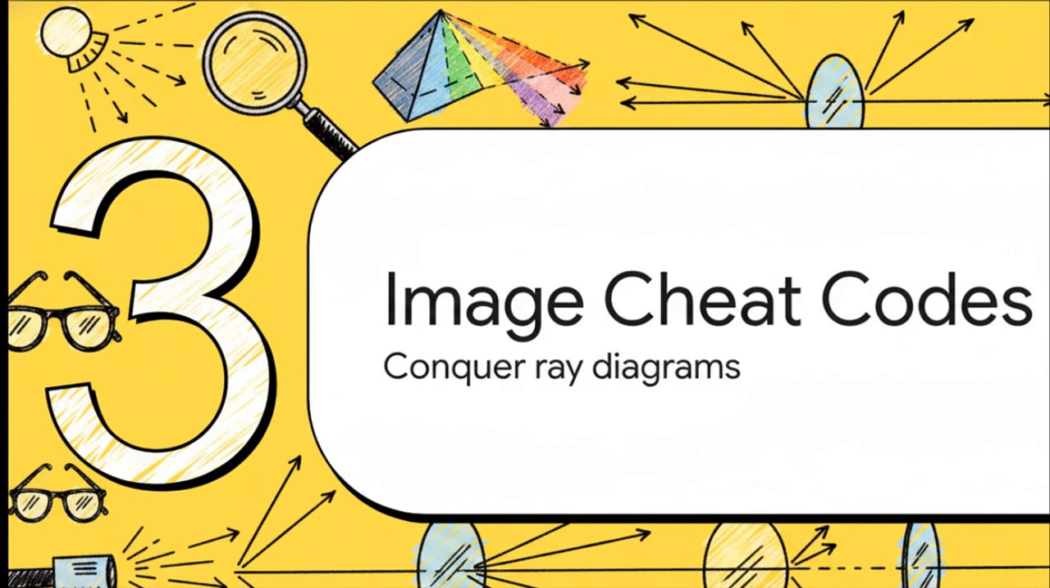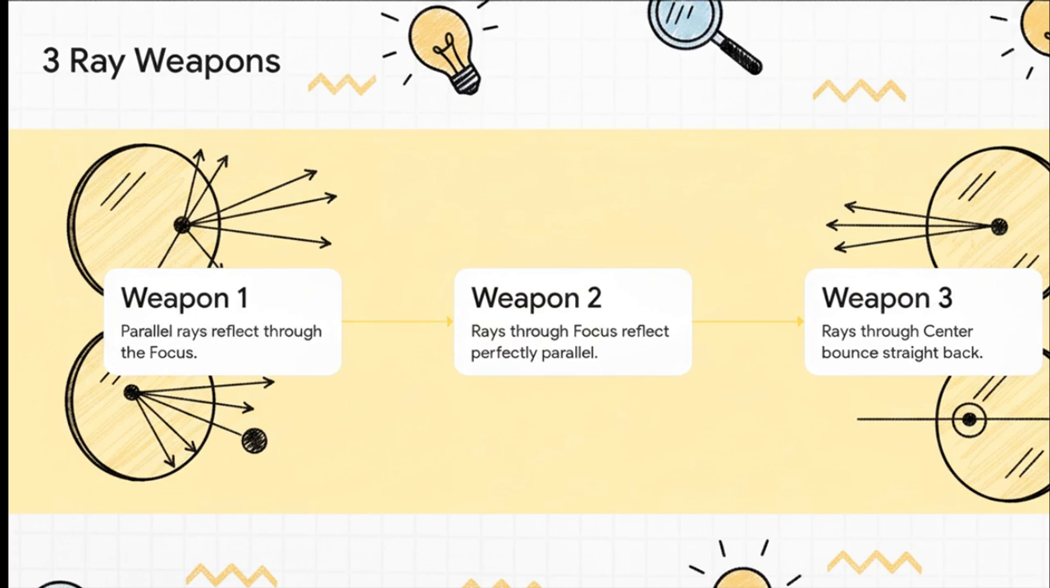Section 3. Image formation cheat codes. Get ready to equip the weapons you need to conquer any complex ray diagram your board exams throw at you. Listen, you only need 2 lines to find an image, but I'm going to give you 3 powerful weapons to choose from. Weapon 1, any ray coming in parallel to the principal axis will always reflect directly through the focus. Weapon 2 is just the exact reverse. A ray passing through the focus will reflect perfectly parallel. And weapon 3, any ray traveling straight through the center of curvature will bounce straight back along the exact same path. It's just an easy 1-2-3 combo move.